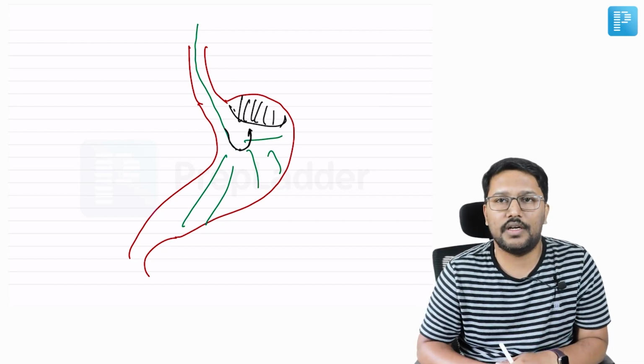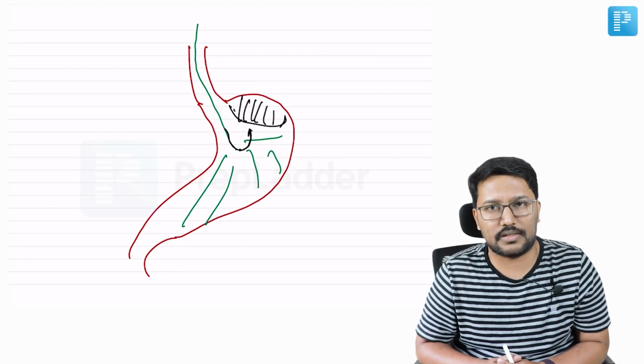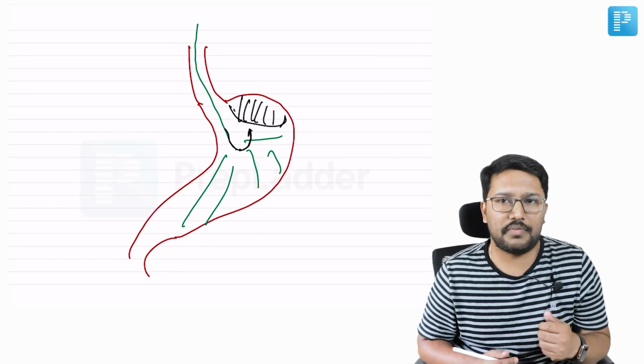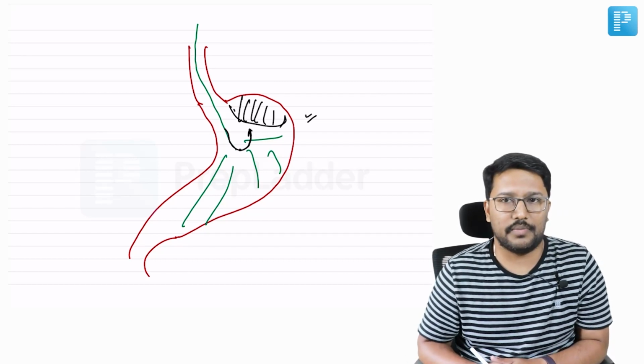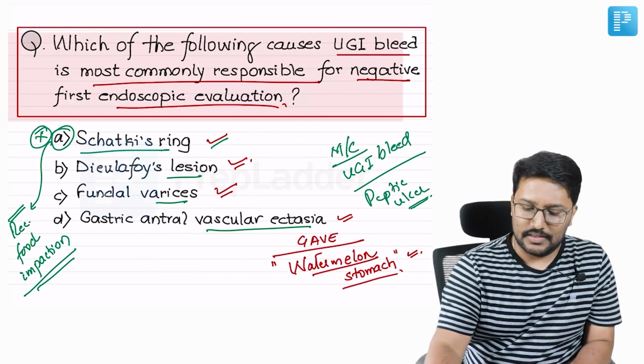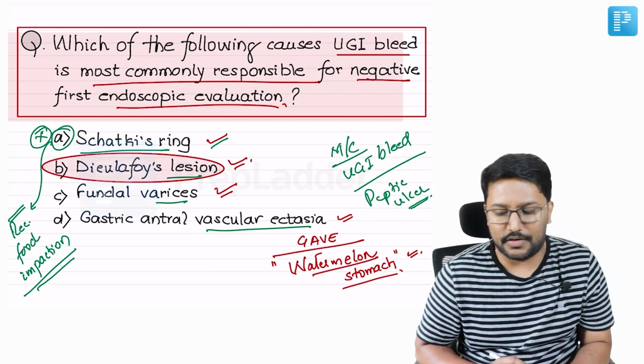Further expertise is required when you need to intervene for the fundal varices. That definitely calls for expertise. So sometimes maneuverability may be difficult and varices may be missed, but not very commonly. So fundal varices are not that commonly missed. Okay, so it is the Dieulafoy's lesion which is most commonly missed in the initial endoscopic evaluation.